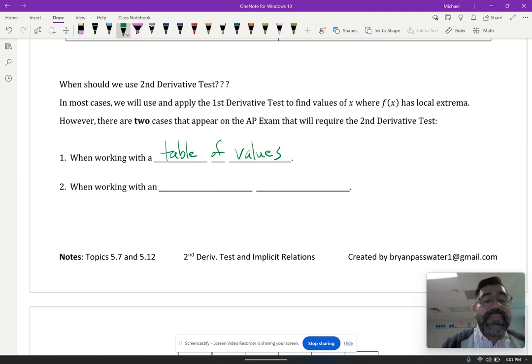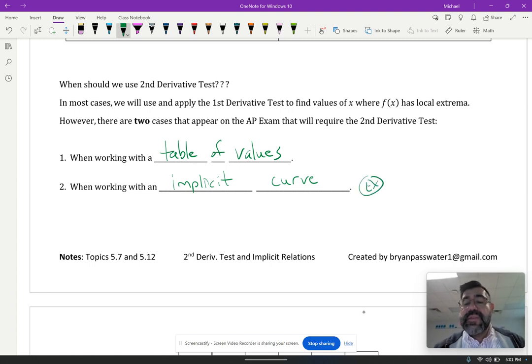And then the second case where you might have to use the second derivative test is an implicit relation or an implicit curve. What that means is my equation is an implicit equation. So something that looks like this, where remember we combine x's and y's. This is an implicit equation. It's not solved for y. It's just a mixture of x's and y's. I might have to use a second derivative test for that.